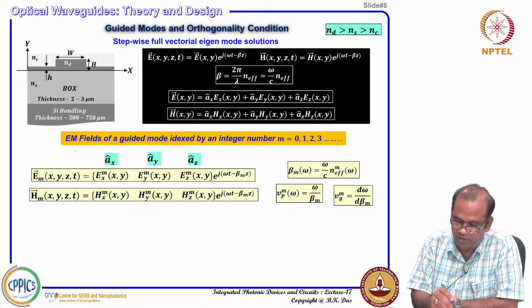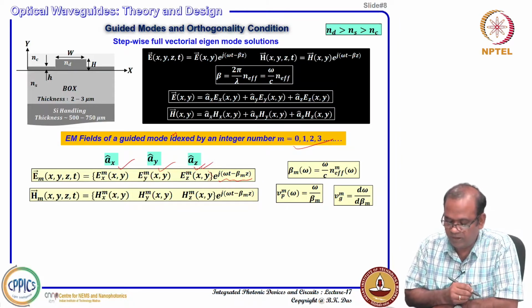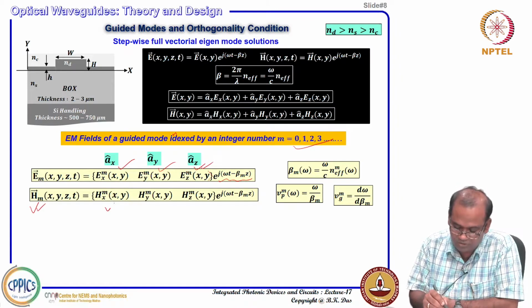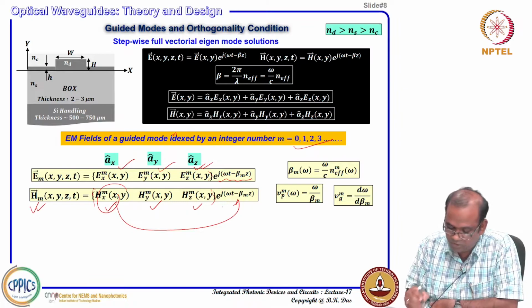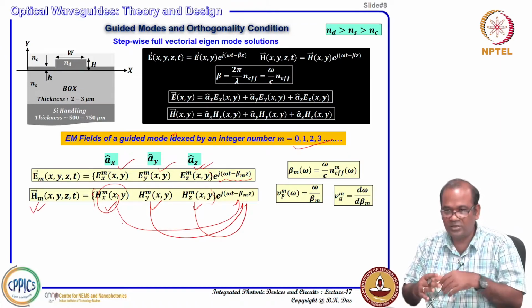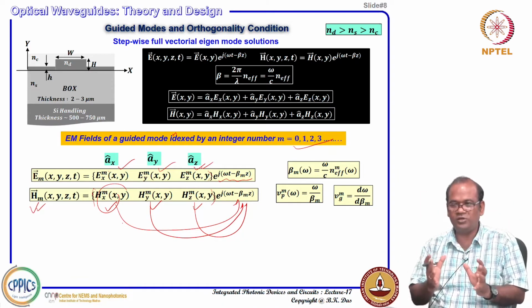So, now the electromagnetic fields of a guided mode, indexed by an integer number m, can be expressed like this: x component, y component, z component, and all of them will have a phase factor, travelling with e to the power j (omega t minus beta m z), and the associated magnetic field also will have x, y and z components. When I write within this curly bracket, this one multiplied by this one is the x component, this one multiplied by this one is the y component, and this one multiplied by this one is the z component. Similarly for the electric field; all 6 components together give you a certain mode. All these solutions will give you a mode.